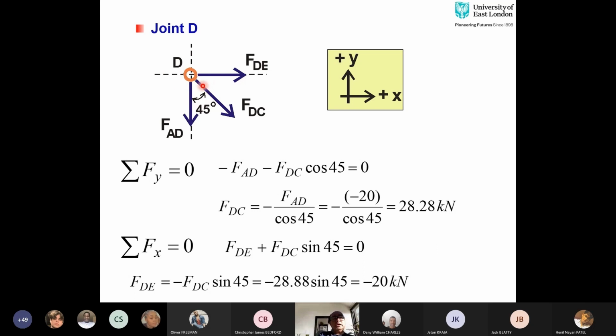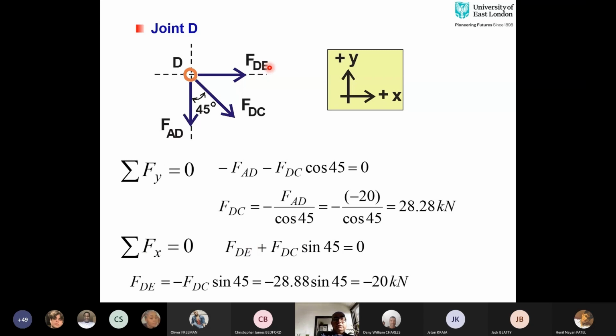We will change it at the end. And in that way, the value of FAD is negative 20. This negative comes from when we rearrange, it will lead to the value of FDC, which is inclined, as 28.28 kilonewton. And then we have summation of horizontal forces equal to 0. Because here we are taking this angle with the vertical, that's why this horizontal is sine 45. So Fx is equal to 0.